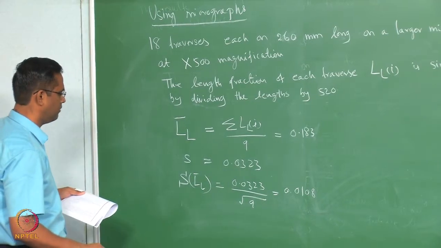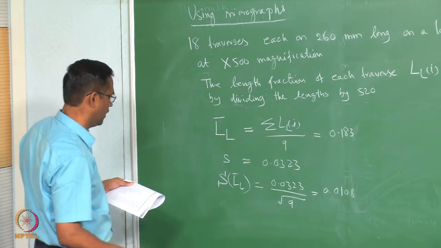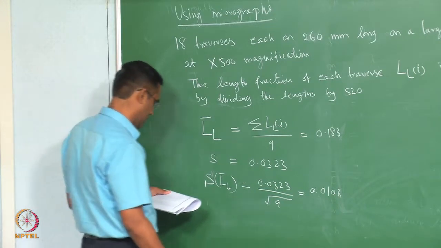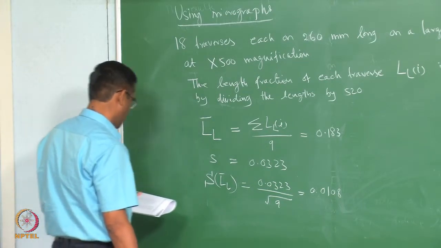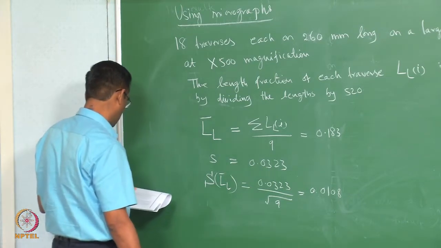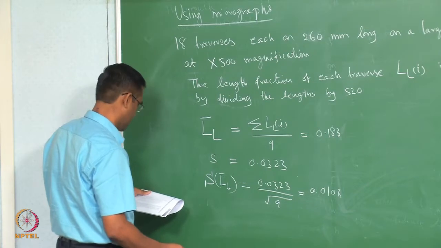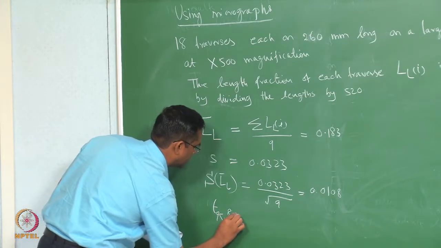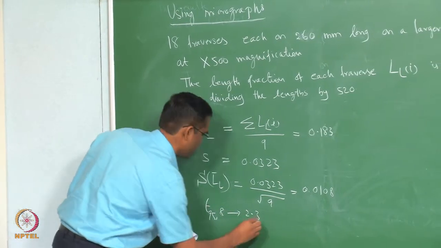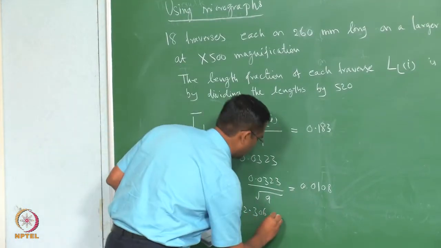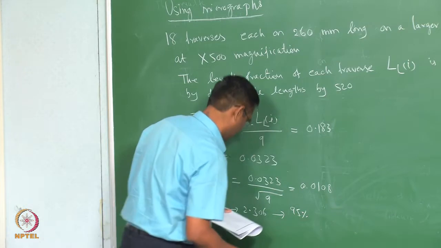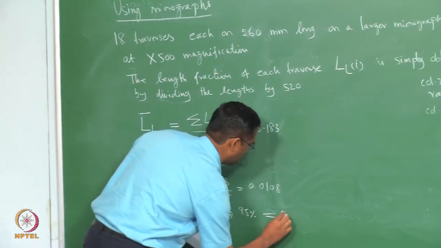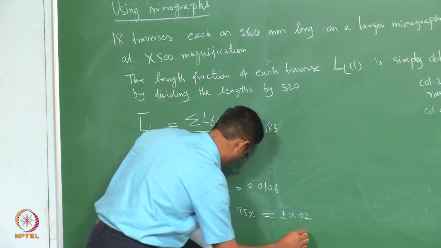So, the degrees of freedom is 8. Same thing, you use the same value: T95 8 is 2.306, which gives the 95% confidence level limit, leading to a confidence limit of plus or minus 0.0248.